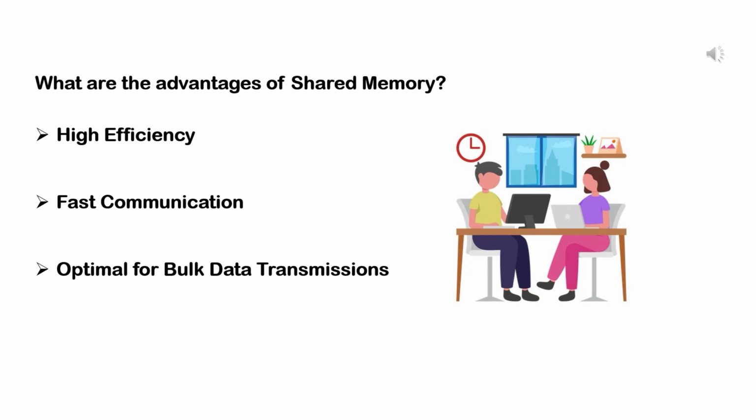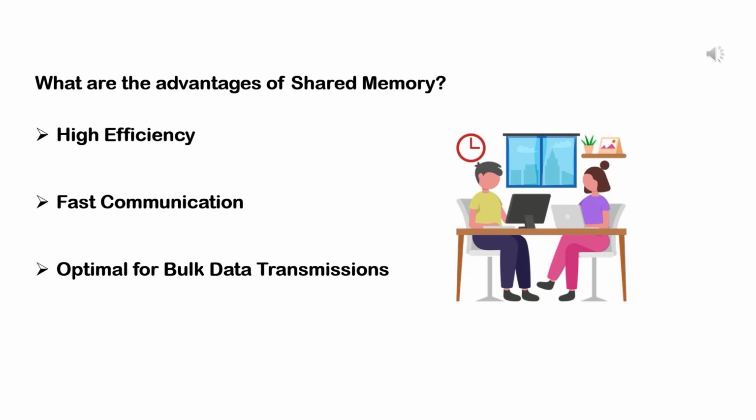Now that we understand how shared memory works, let's look at its advantages. The biggest advantage is high speed. Since all processes access the same memory region directly, there is no need to repeatedly copy data from one process to another. This significantly reduces communication overhead and improves overall performance.